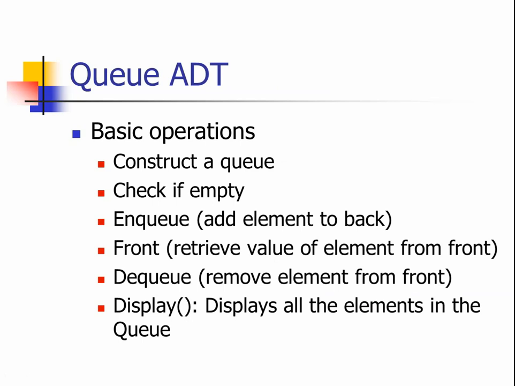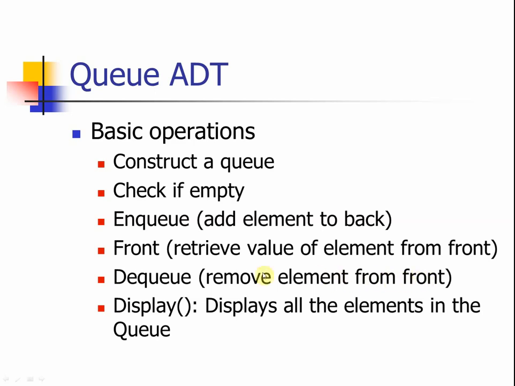Therefore, just like the ADTs that we have seen so far, for the queue ADT we need to create a constructor, depending on how we want to implement it. We need to create a space or prepare for the queue to operate. The empty function again checks whether or not it is an empty queue. We then need to do the enqueue. This is the word that we use to add the item to the back. DQ, which means that we want to remove the item from the front.